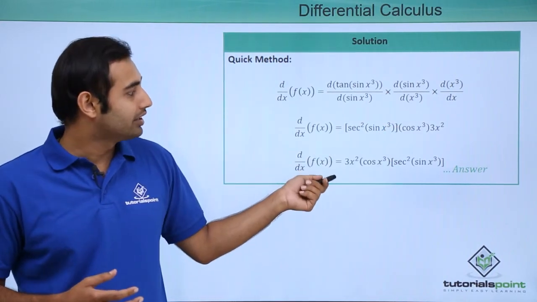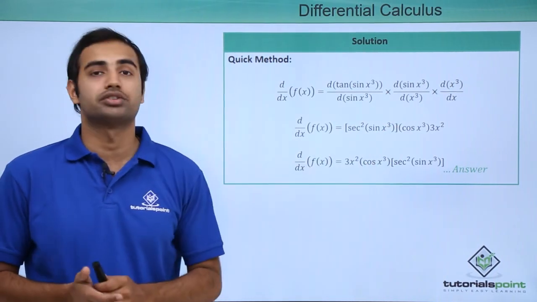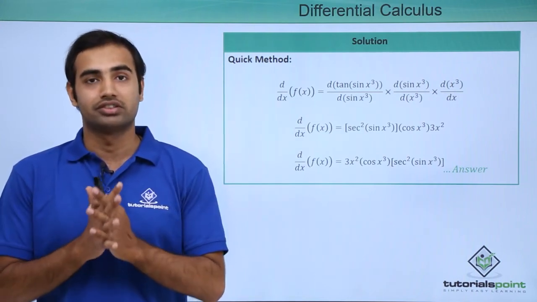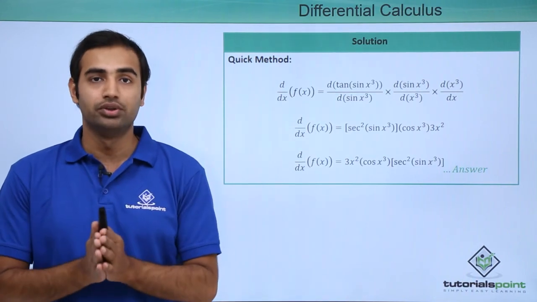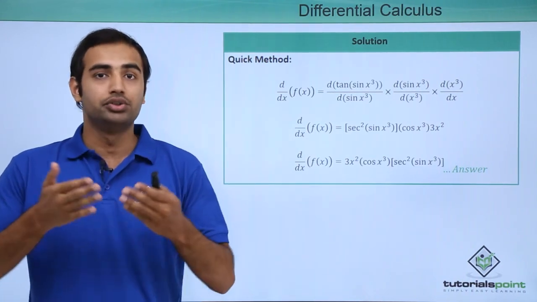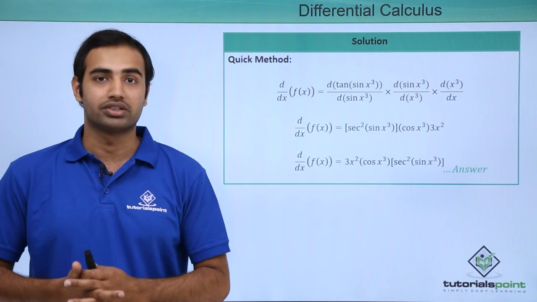Rearranging the terms, we will get 3x² into cos(x³) into sec²(sin(x³)), which is the final answer. I hope this process of the chain rule is very clear to you, and this method will be used again and again during the subsequent chapters.